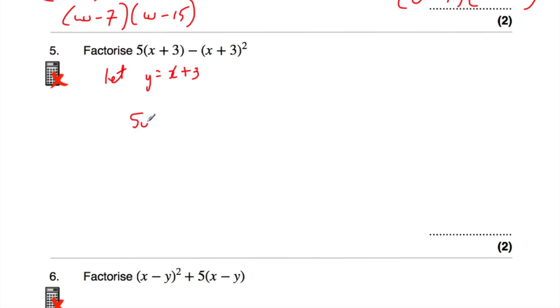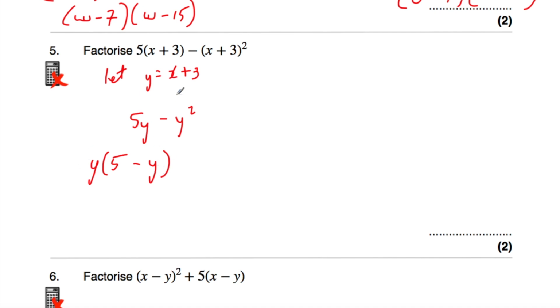So we've got 5y, then minus x plus 3 squared, so that'll be y squared, just replacing the bracket with our y. Now let's factorize this. We can take our y out. So if we take our y out, we'd have y, and then in brackets 5y, if you take the y out, you'd be left with 5. And then minus, and if you had y squared, you take a y out, you'd be left with a y. So that's fantastic. We've now got y bracket y minus 5.